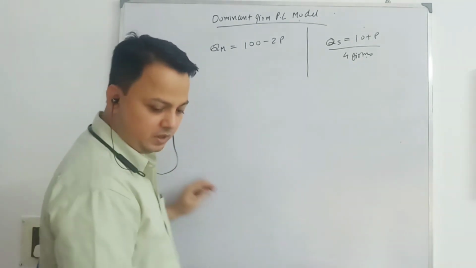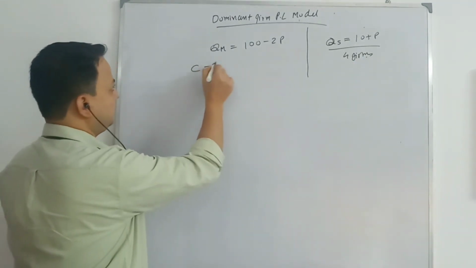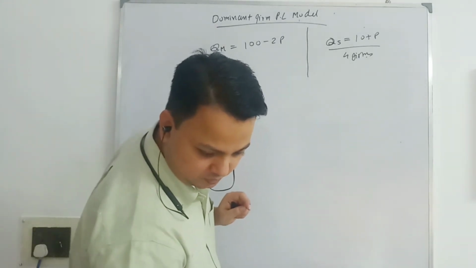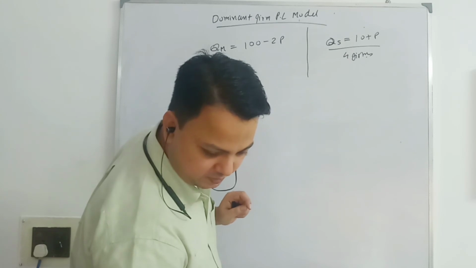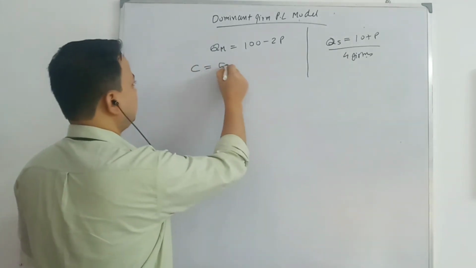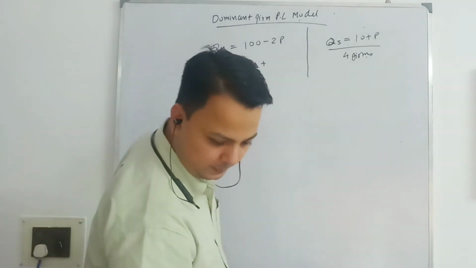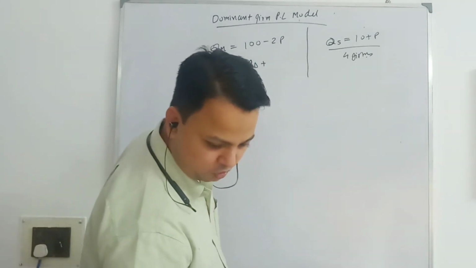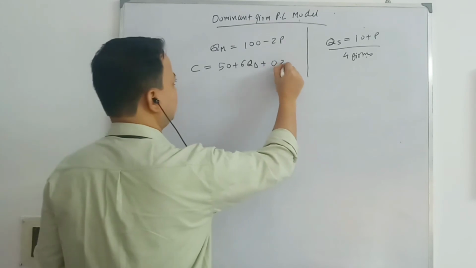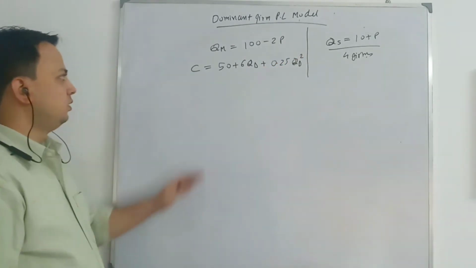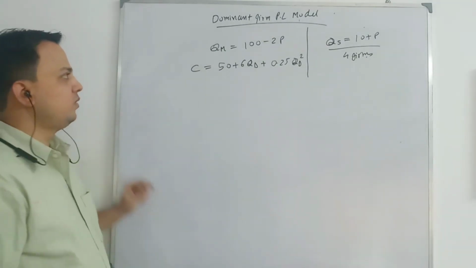The cost function for our dominant firm is 50 plus 6QD plus 0.25 QD square. So this is the cost function of our dominant firm.